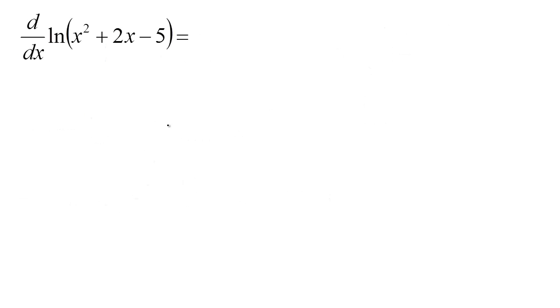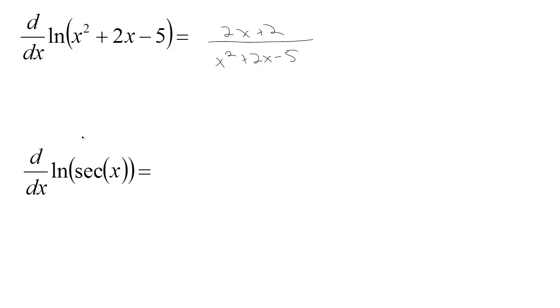Let's look at some examples. Here's one. We've got the derivative with respect to x of the natural log of x squared plus 2x minus 5. So we want to take the derivative. We take the derivative of the inside over the inside. The derivative of the inside is going to be 2x plus 2, and take that over the inside, and we've got the derivative.